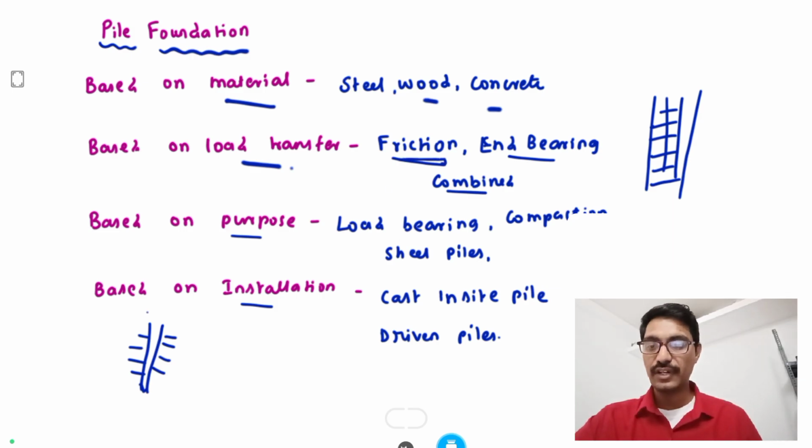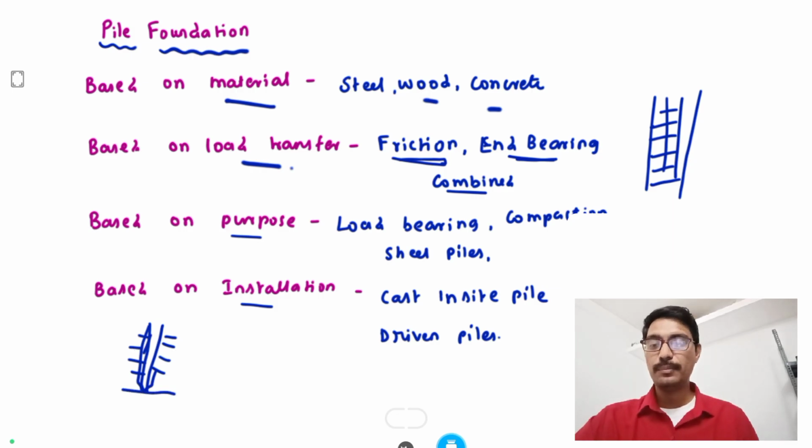In friction piles, the walls of the piles are very rough, so that the friction between the soil and the piles is very high. Next is end bearing piles. In end bearing piles, the load is transferred to the end of the pile, not to the surface of the pile.